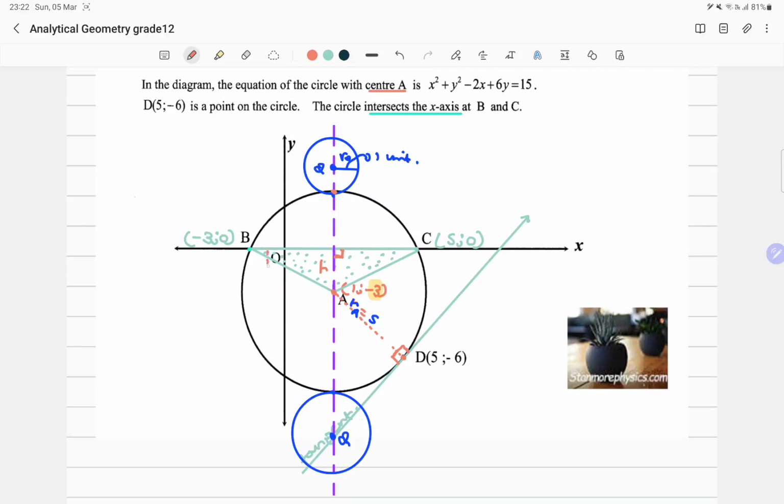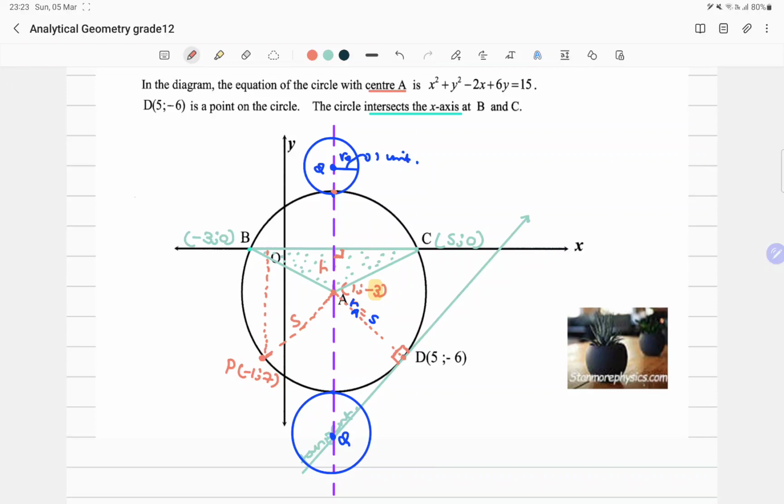So let's say we're looking at point P being here at -1, -7. For it to be at the circumference, the distance between that point and the center should give us the radius, which is 5 units.